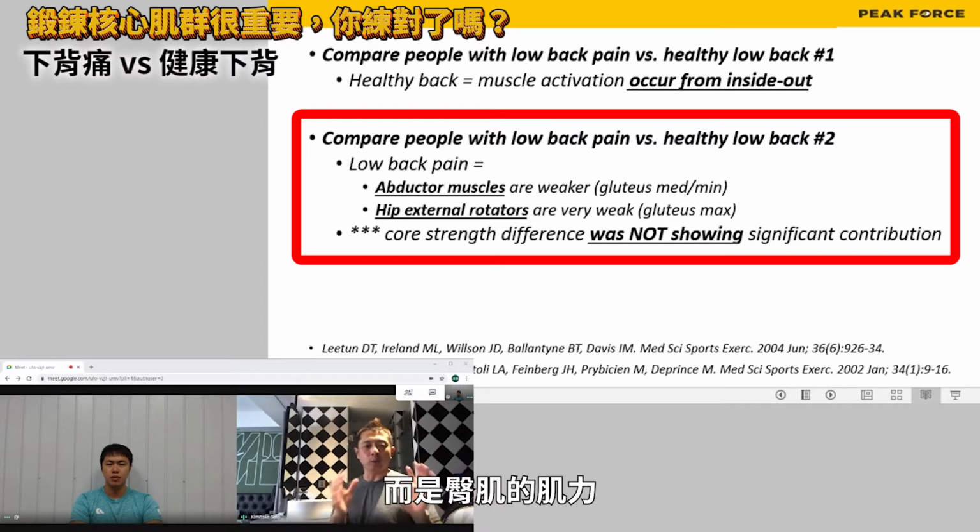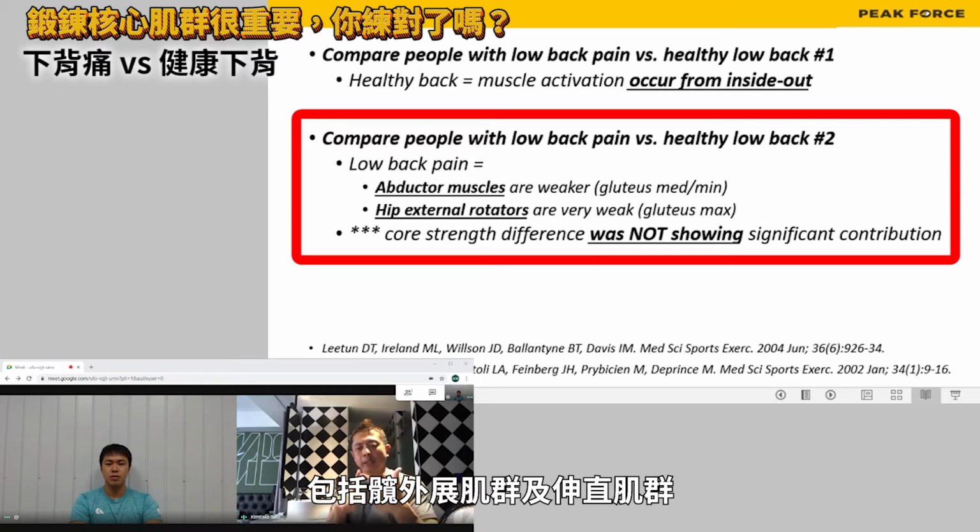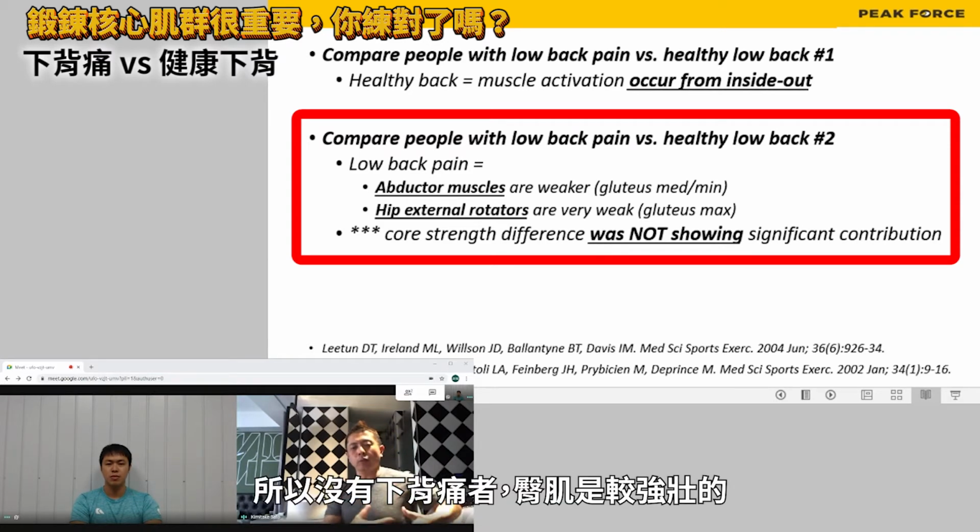It's talking about the glutes muscle, okay? So the people with a healthy back tend to have a very good glutes muscle strength, okay? From abductors to extensor muscles. So the big glutes muscle is actually stronger for the healthy back individuals.